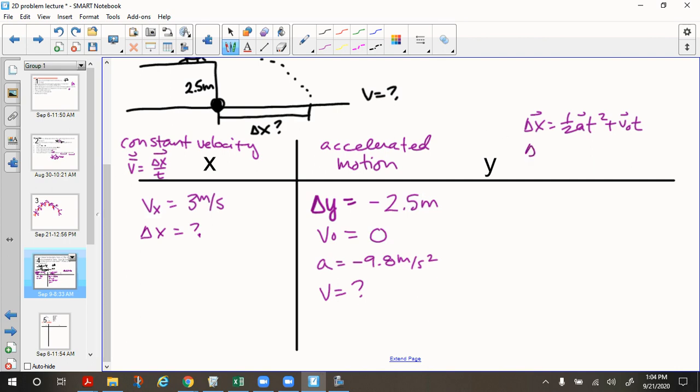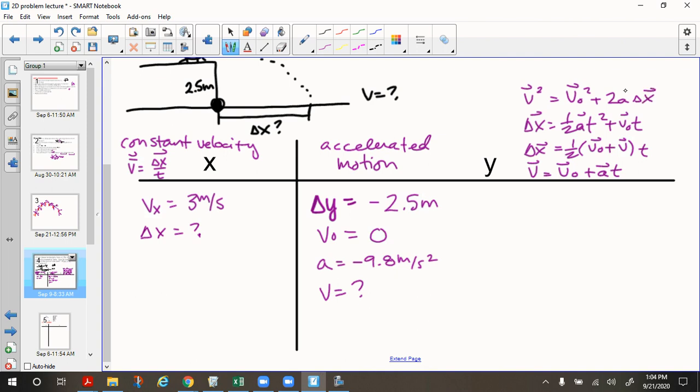We have delta x equals 1/2 times v initial plus v final times t. We have v final equals v initial plus acceleration times time. And we have v final squared equals v initial squared plus 2 times acceleration times change in position.